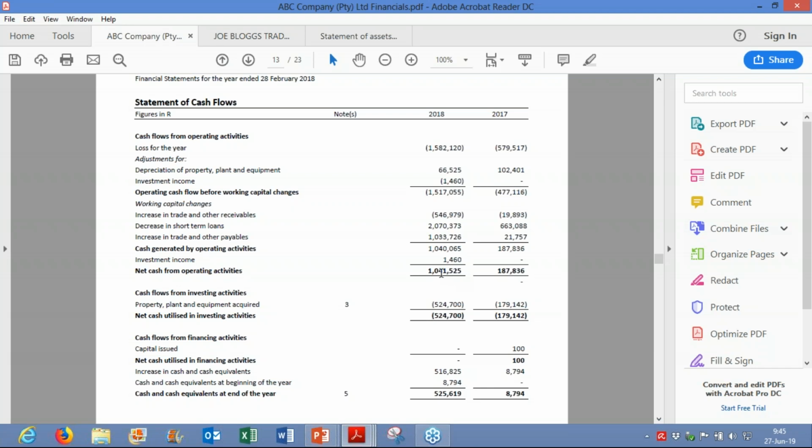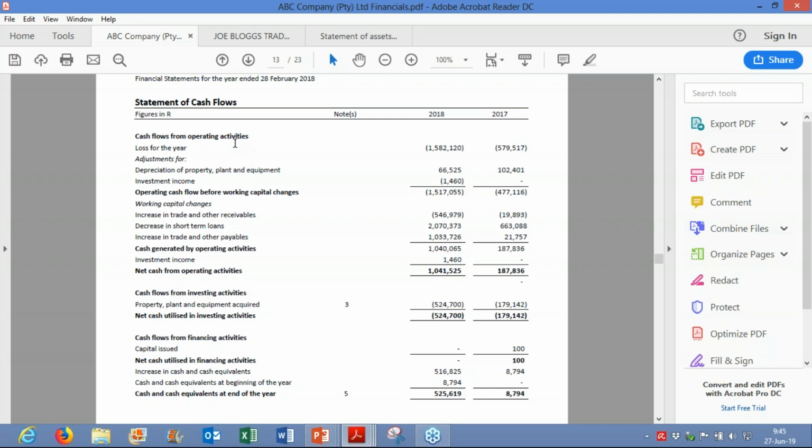Sometimes it could be a negative cash flow, but if you have a trend of negative cash flow in your operating activities, that could be a major red flag because that means your day-to-day business is making losses in terms of cash. So you can't really even blame it on accounting adjustments or anything like that. This is purely cash.